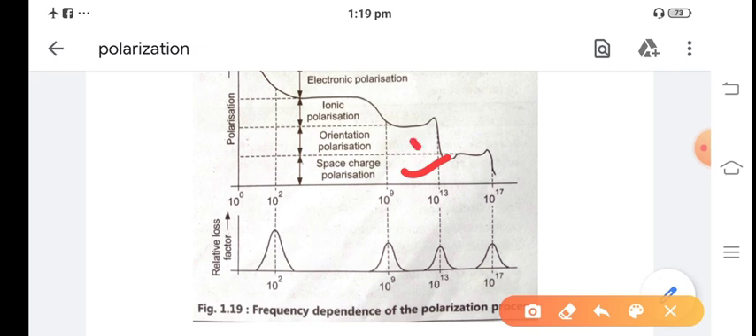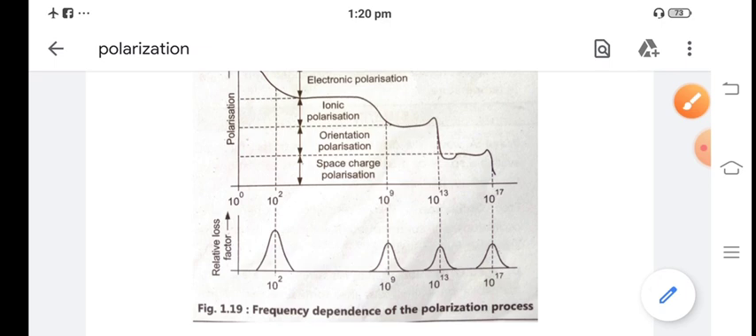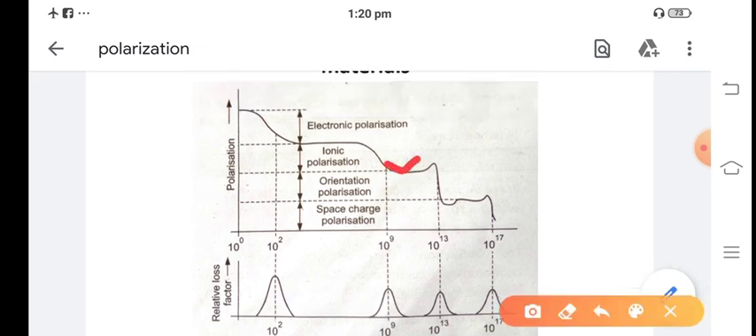Second is the orientation polarization. This mechanism is faster than space charge polarization but slower than the ionic and electronic polarization processes. It occurs between the radio wave and microwave frequencies at room temperature. Next is the ionic polarization, which occurs at a frequency of about 10 raised to 13 hertz. It is faster than the orientation and space charge polarization but slower than the electronic polarization.